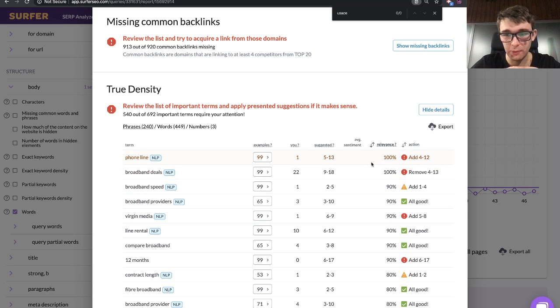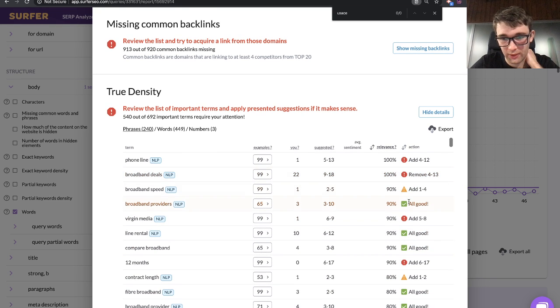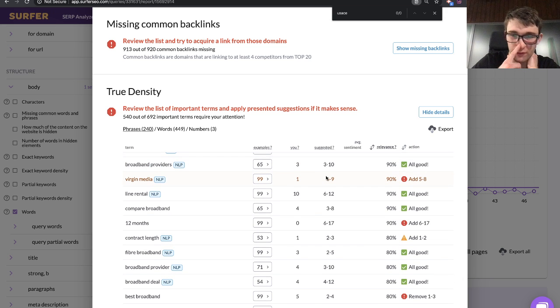So do we have any, yeah, broadband deals, that's our exact matching keyword, and it is over optimized, like this error told us before. So reduce the broadband deals, increase the phone lines, increase the broadband speed, maybe the brand keyword Virgin Media is not important, but is it 12 months? It's probably a good idea to include.